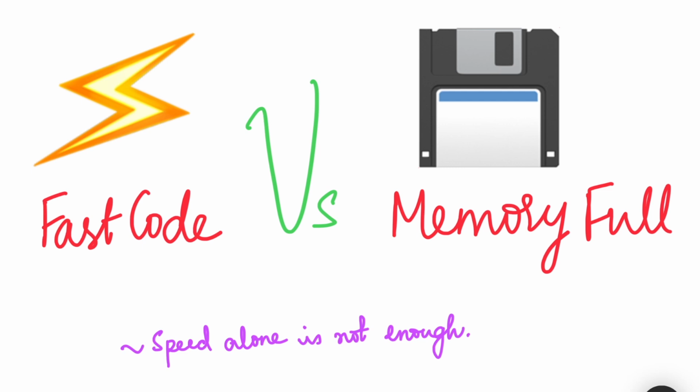Now, let me ask you something. Imagine your code runs really fast, no time limit issues, everything looks perfect. But the moment you run it with large inputs, say 10 power 7 to 10 power 10, the program crashes. Not because it's slow, but because it runs out of memory. That's exactly the problem space complexity helps us understand.